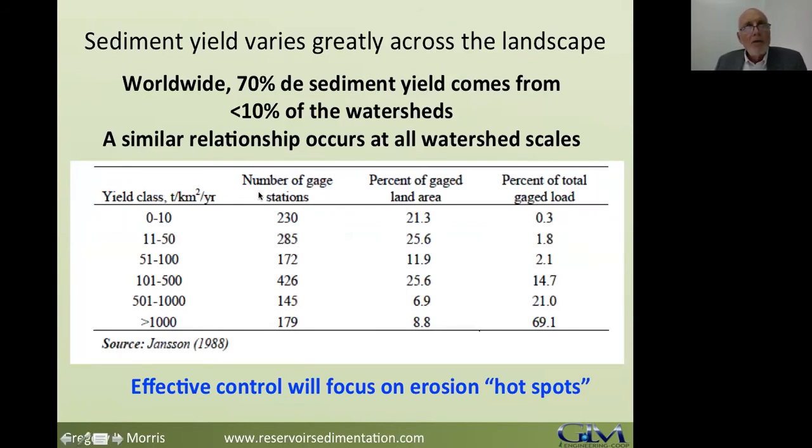Now, with respect to the spatial distribution of sedimentation, about 70% of the worldwide sediment yield comes from less than 10% of the watershed area. This same kind of relationship occurs at all watershed scales. You give me any watershed, and you look in detail at where the sediment comes from, and you'll find that a small percentage of the watershed accounts for most of the sediment. So to have effective control, you need to focus on erosion hotspots.